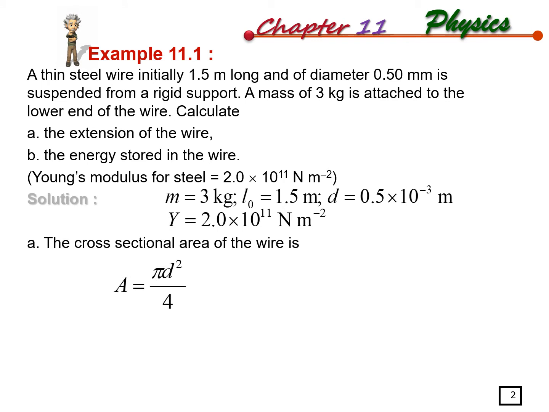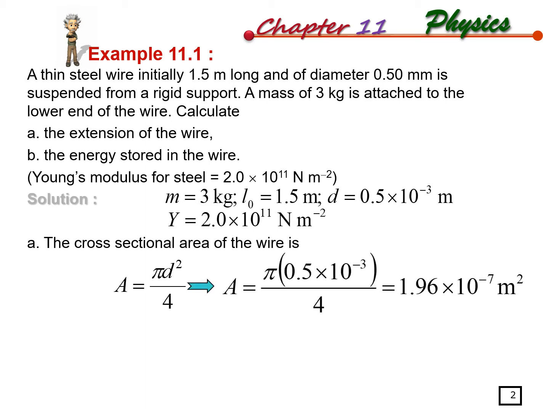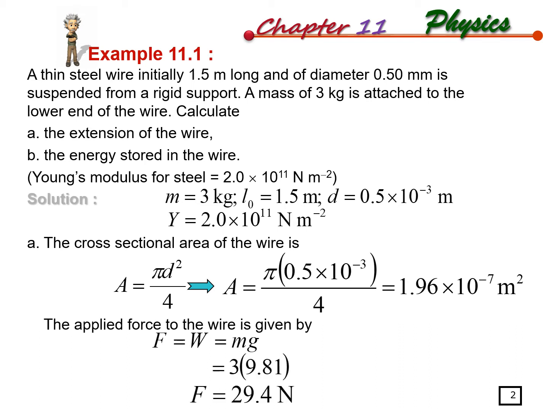Okay, so based on the given information, we can calculate the cross-sectional area of the wire, which will end up with 1.96 times 10 to the power of -7 meter square. Okay, and then the applied force. So we just determine the weight acting. Okay, mass is already given. We just calculate the weight acting, which will be in Newton, 29.4 Newton.